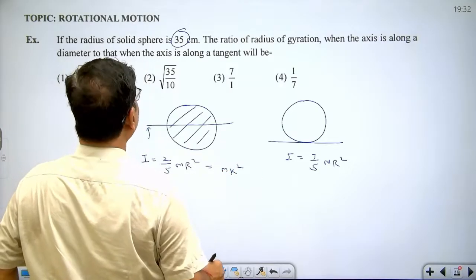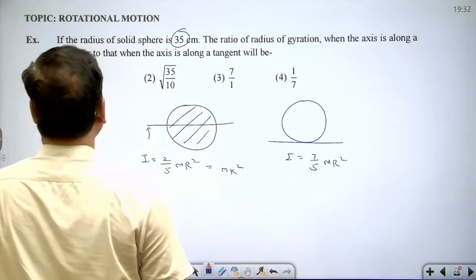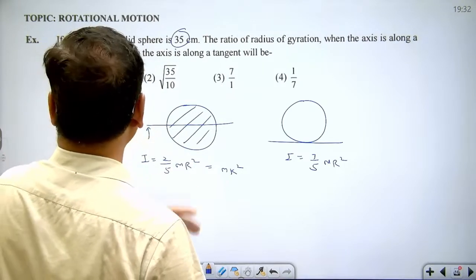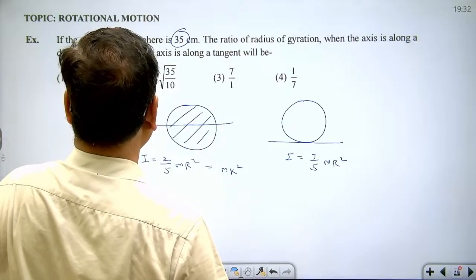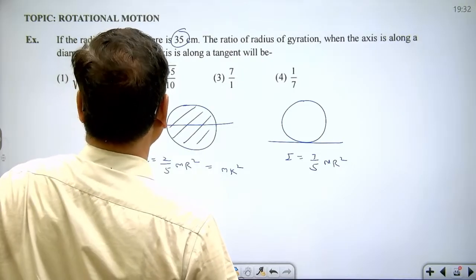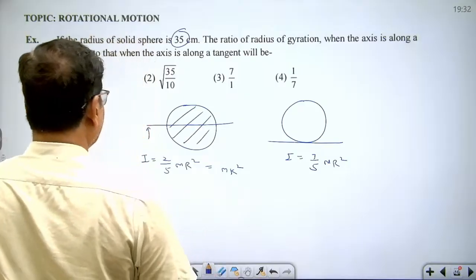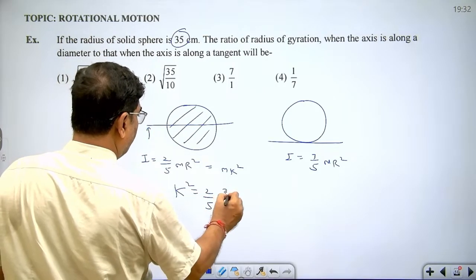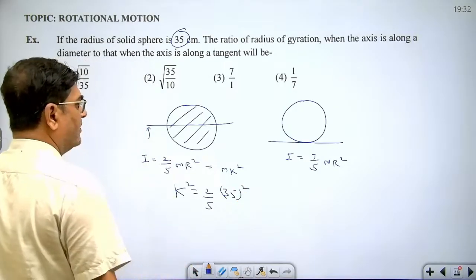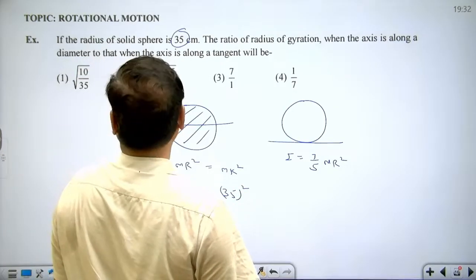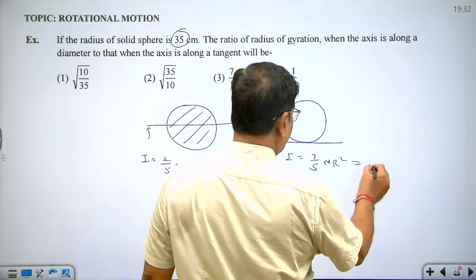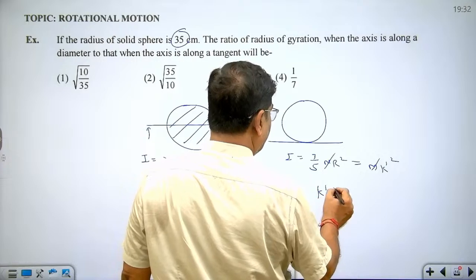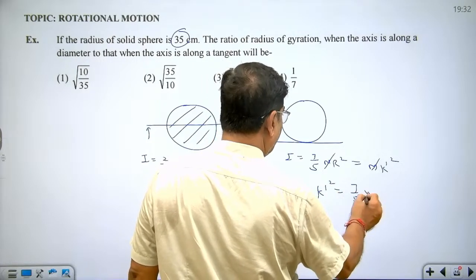So dear student, he is asking, if the radius of the solid sphere is 35, the radius of gyration when the axis is along the diameter to that when the axis is along a tangent. Okay, no issue. Here k square is what? 2 upon 5, 35 square. So here the radius of gyration will be m k dash square. So dear student, m will get cancelled. So k dash square equal to what? 7 upon 5 r square.